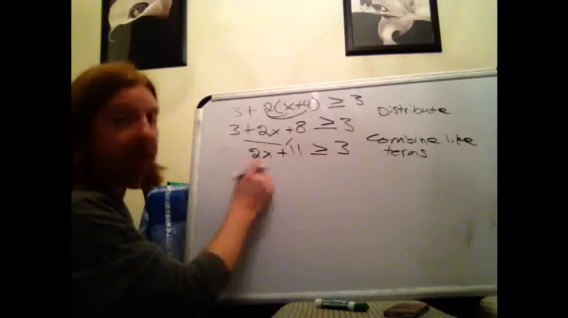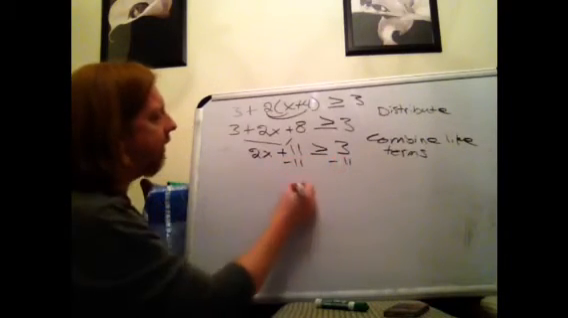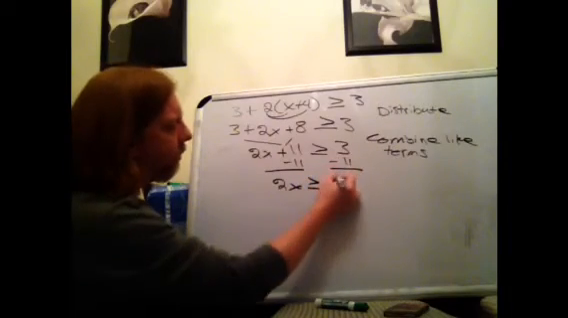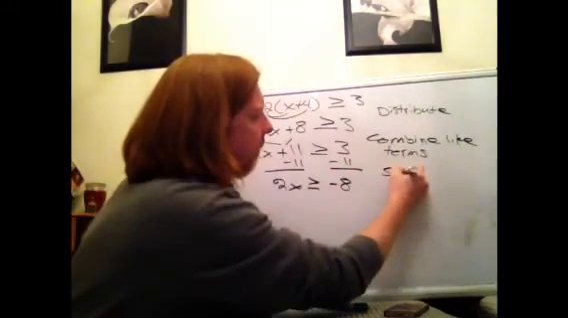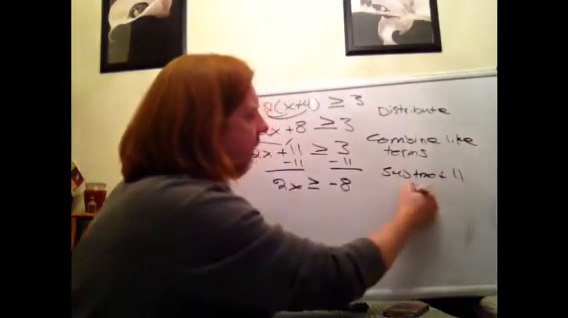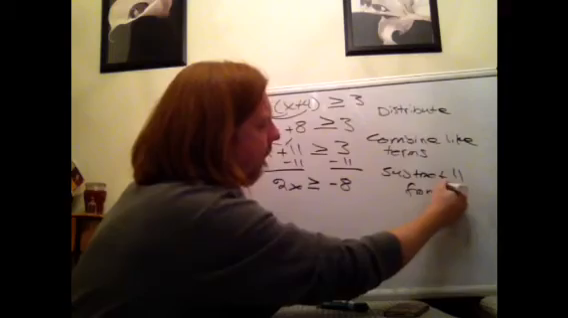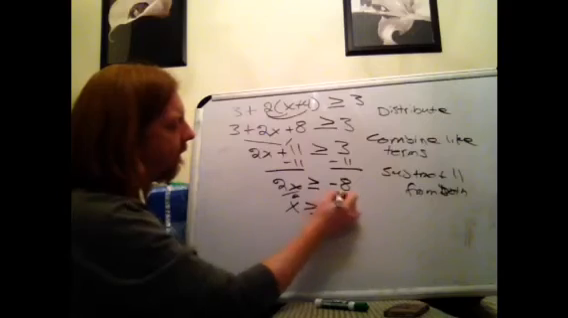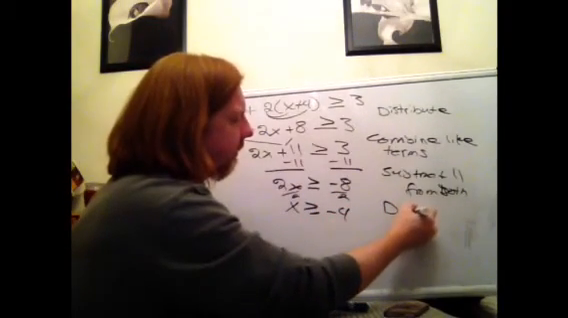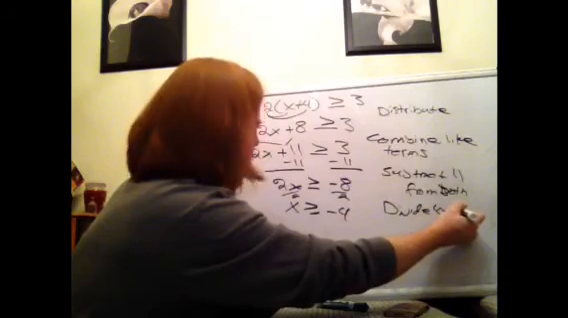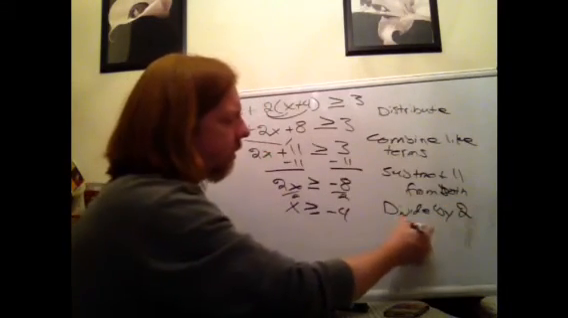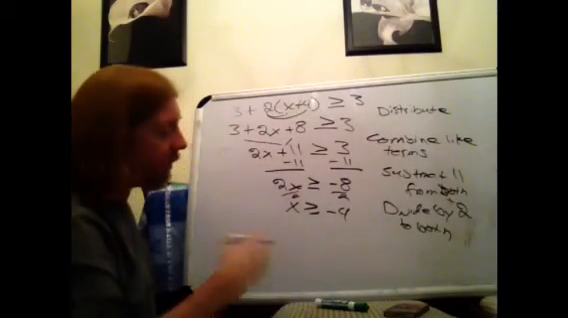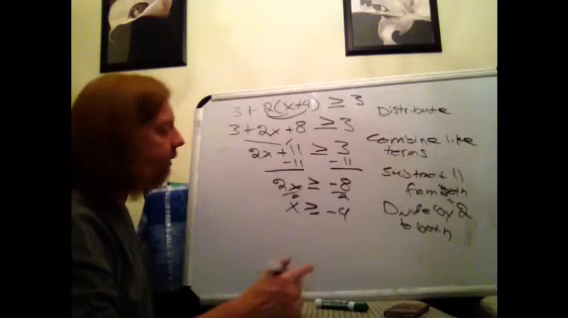Now I have to get the x by itself. Subtract 11 from both sides. So 2x is greater than or equal to -8. So I subtracted 11 from both sides. Then divide by 2. x is greater than or equal to -4. And I divided by 2. Oh, and again, you'll notice that was a positive 2 I divided by. So I'm not doing anything as far as flipping my inequality around.